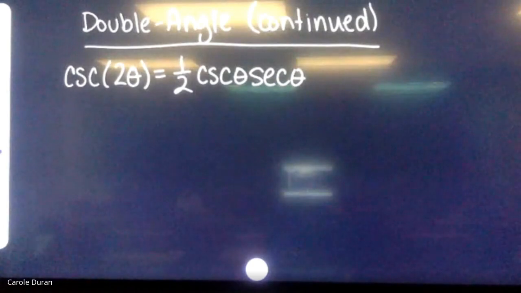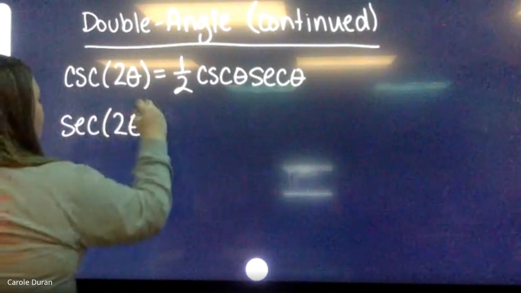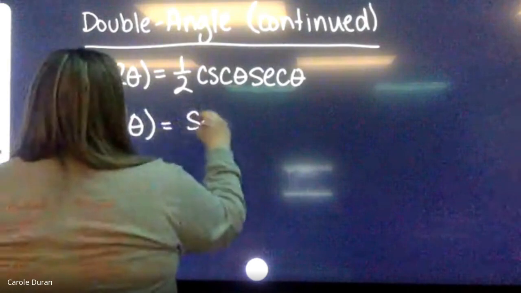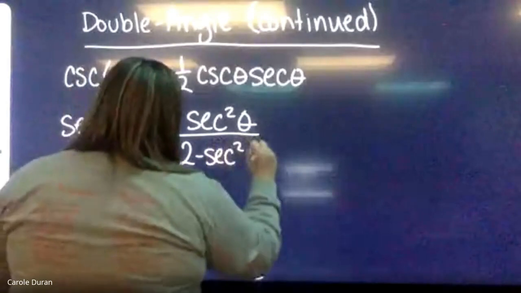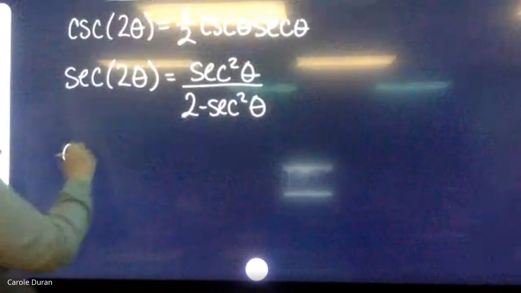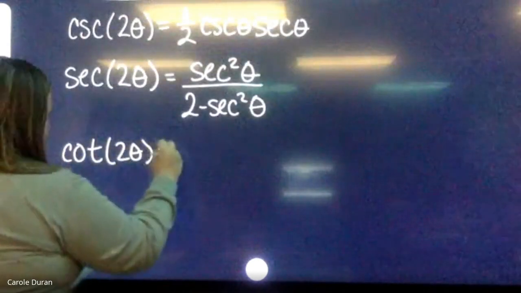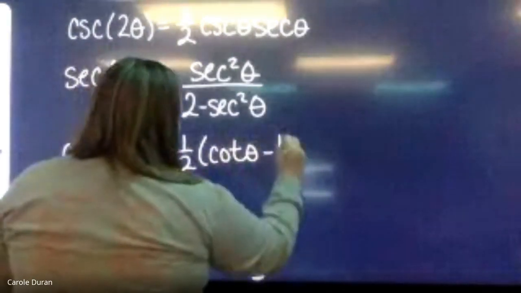Okay, so this is your cosecant one. Instead of x now, I'm using theta just to show you that they are interchangeable. So cosecant of 2 times angle theta is equal to 1/2 times cosecant of theta times secant of theta. Our secant double angle identity is equal to secant squared theta divided by 2 minus secant squared theta. And then our cotangent double angle identity is equal to 1/2 times cotangent of theta minus tangent of theta.